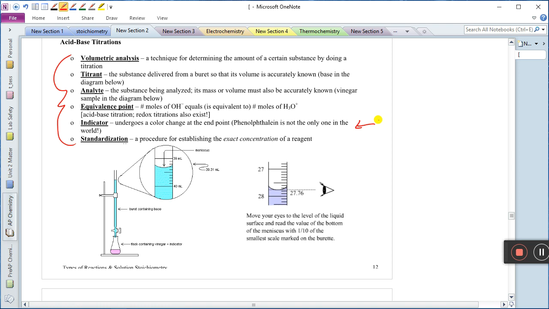Phenolphthalein is common, but not the only thing. Do not tell me you're doing a redox reaction and using phenolphthalein as your indicator. You are wrong. Phenolphthalein pretty much only works for strong acid, strong base. They don't expect you to memorize what's good. They expect you to be able to figure out what would be good from a table, though.